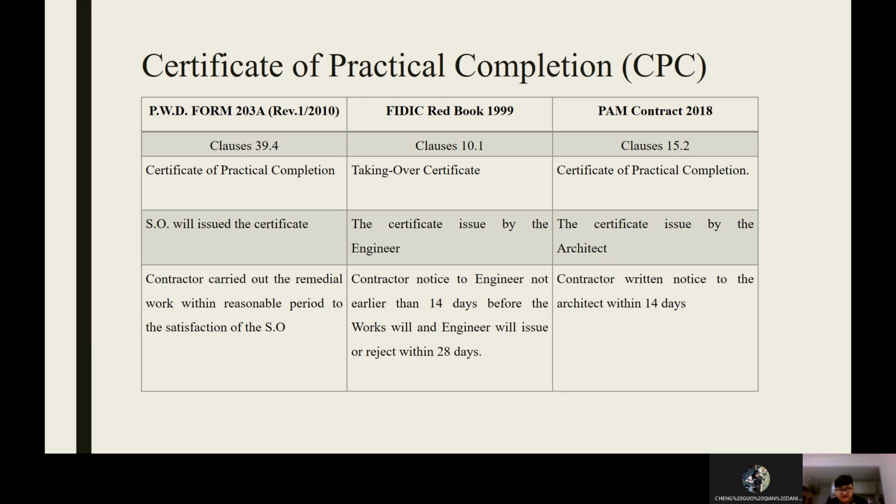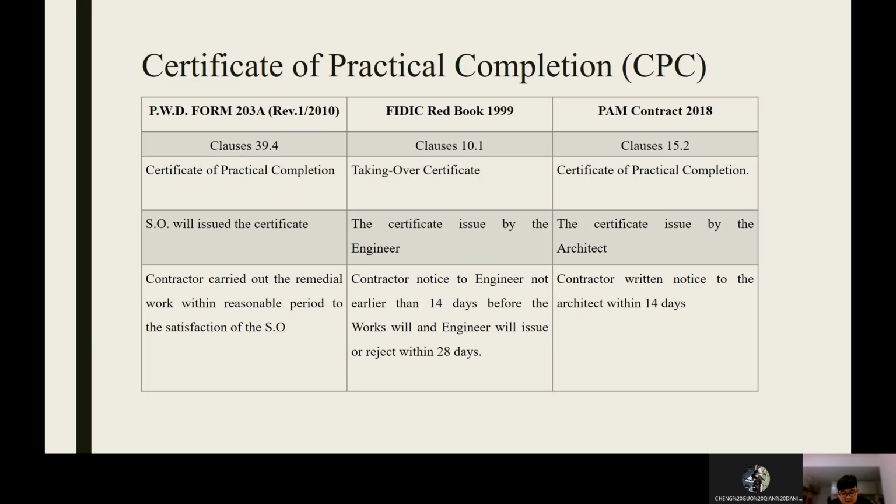Next is under the FIDIC Red Book. The clause used is 10.1. It is the taking over certificate. The certificate is issued by the engineer. The contractor gives notice to the engineer not earlier than 14 days before the works, and the engineer will issue or reject within 28 days. Under the PAM contract, the clause used is 15.2. It is Certificate of Practical Completion 2, and the certificate is issued by the architect. The contractor returns notice to the architect within 14 days.